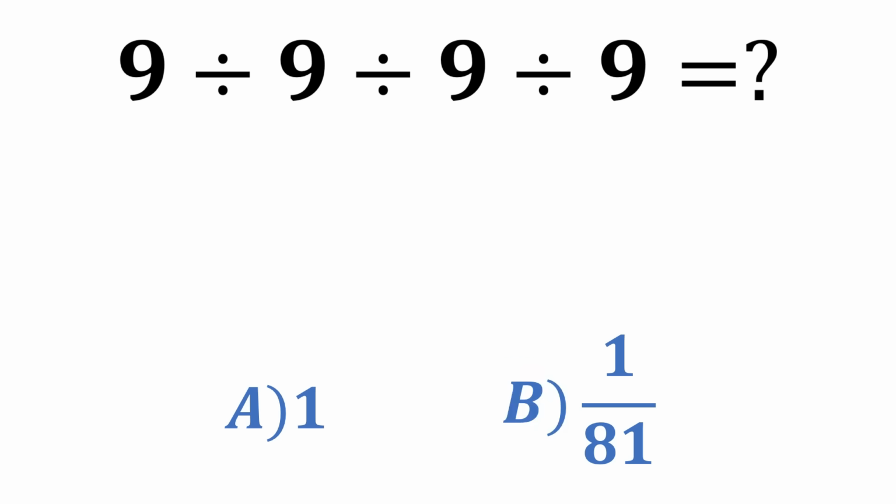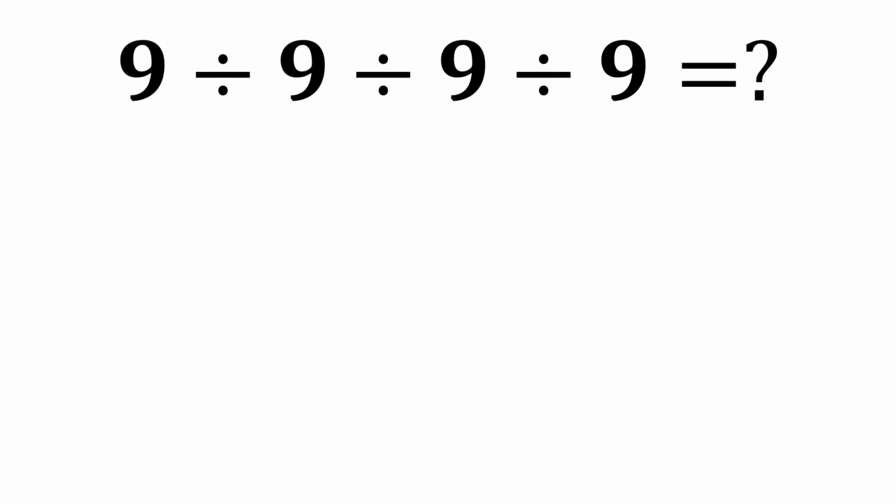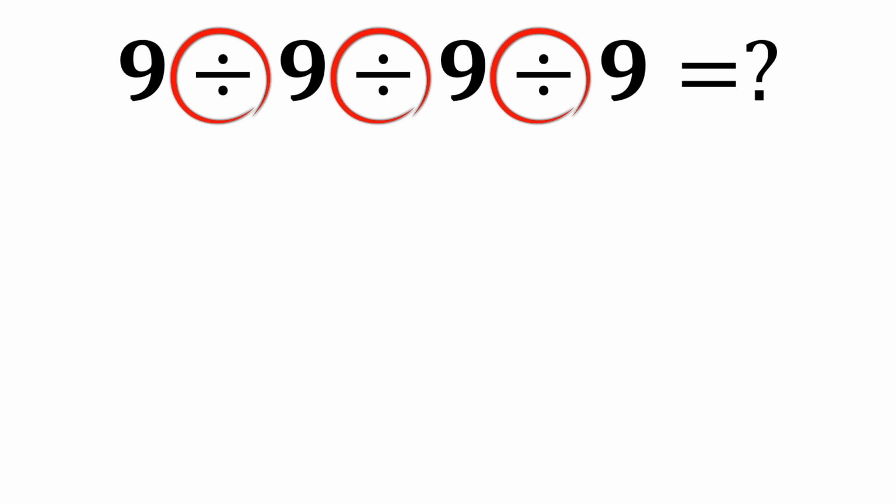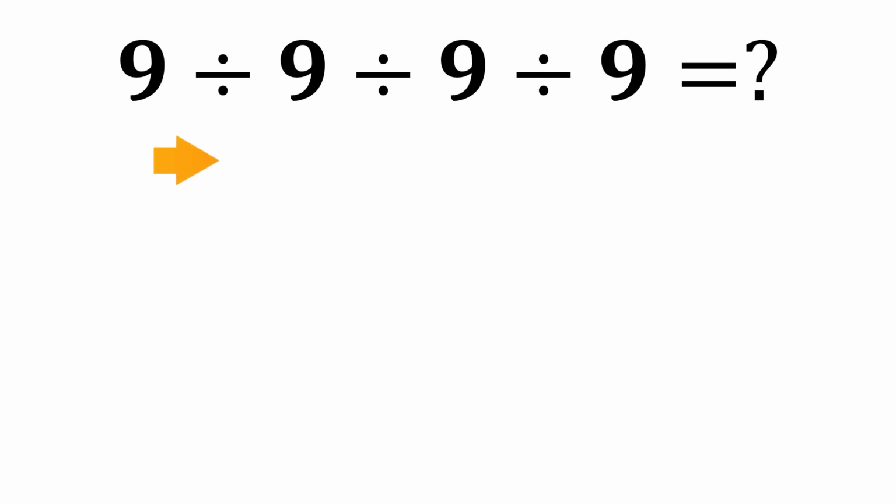If you said 1, you probably thought 9 divided by 9 equals 1, and 9 divided by 9 equals 1, so 1 divided by 1 equals 1. But here's the rule you missed. When you have repeated operations at the same level, like multiple divisions, you must go from left to right, one step at a time. You cannot jump and pair them up.